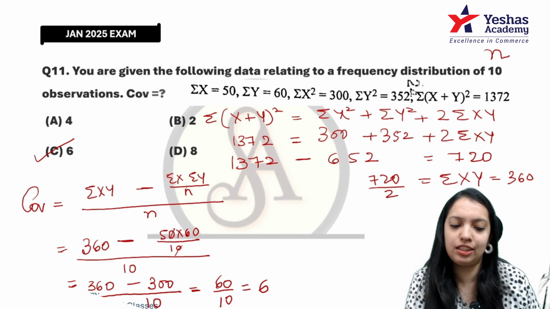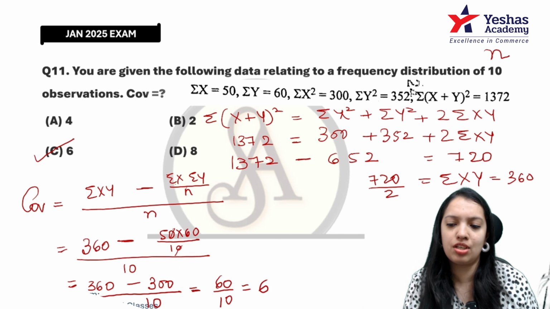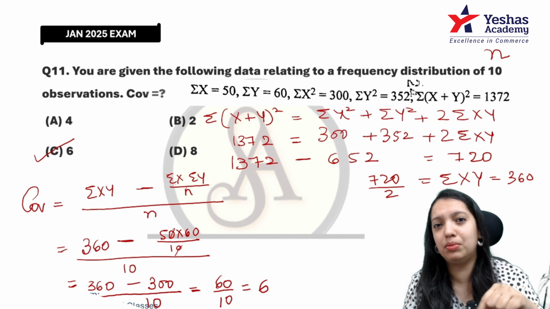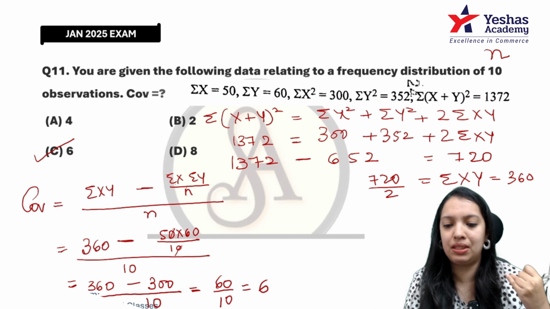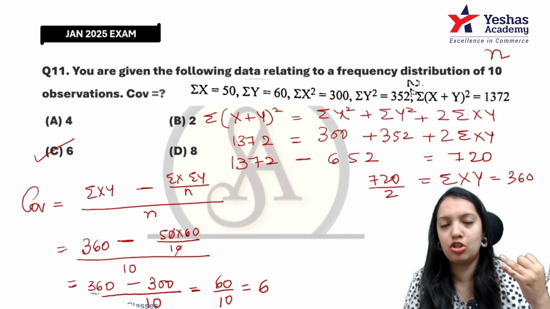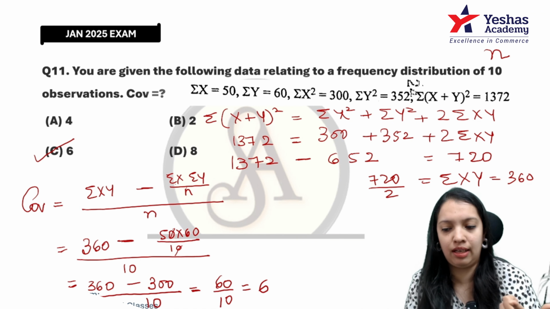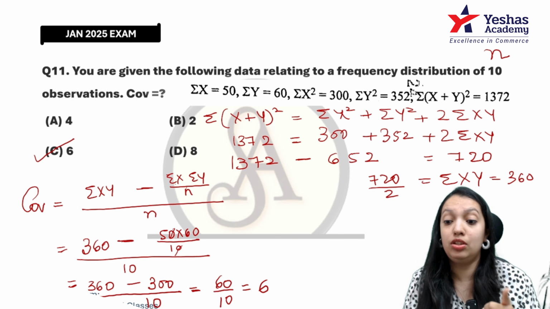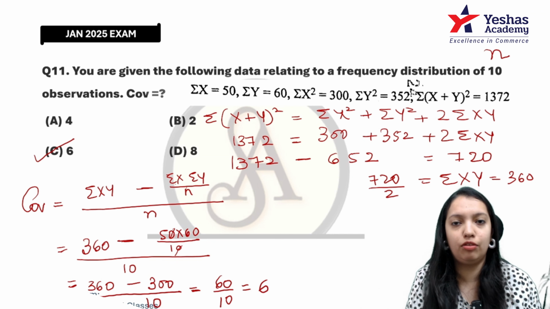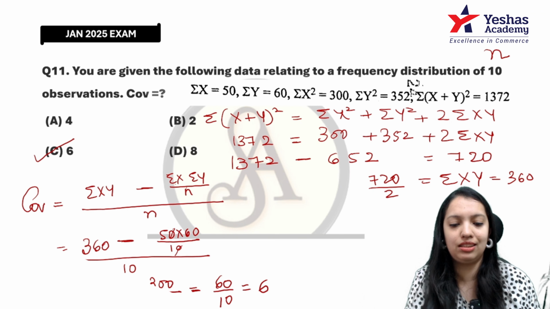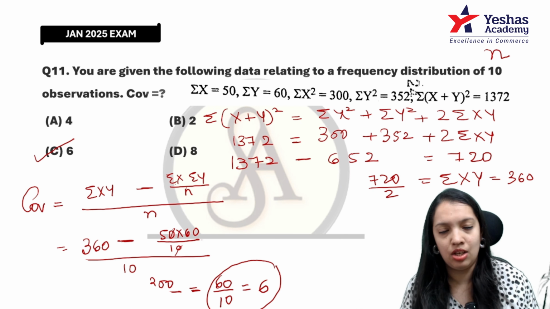For this, the first one I require summation xy, which is not given in the question. Instead, they have given summation x plus y the whole square. Use a plus b the whole square formula, a square plus b square plus 2ab. So I have replaced summation x square 300, summation y square 352, plus 2 summation xy is something that we have to calculate. After solving, you get 720. 2 summation xy is 720. So, summation xy 360. Apply that in the formula. Solve this. Summation x 50, summation y 60. After solving, the final step comes down to 6. 6 is correct.